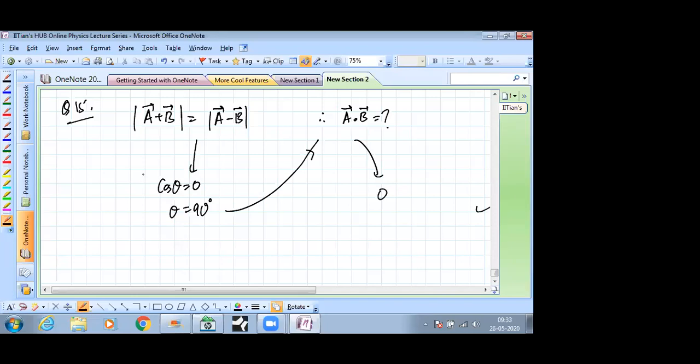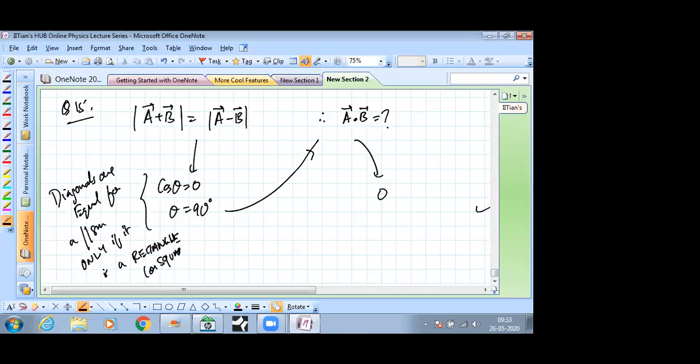A number of ways to remember this. Diagonals are equal for a parallelogram only if it is a rectangle, or a square for that matter. But importantly, theta is equal to 90 degrees. So that is the direct condition. You can just understand it that way only.